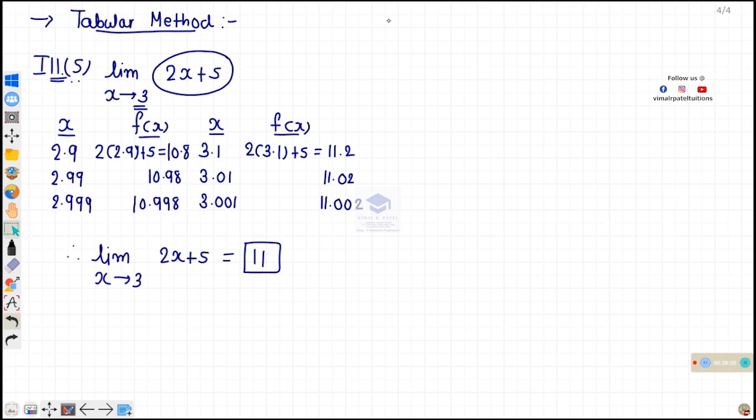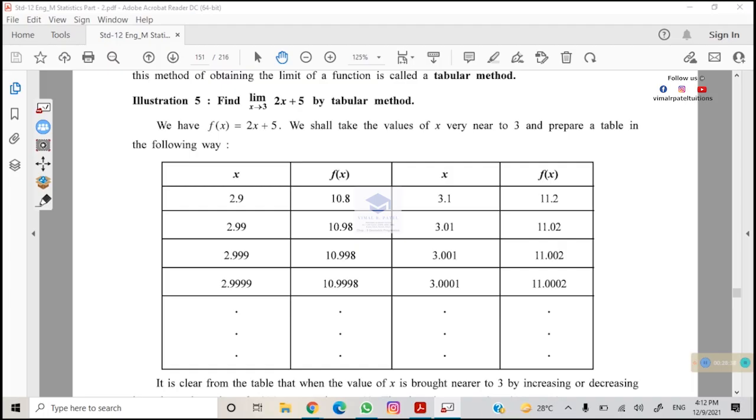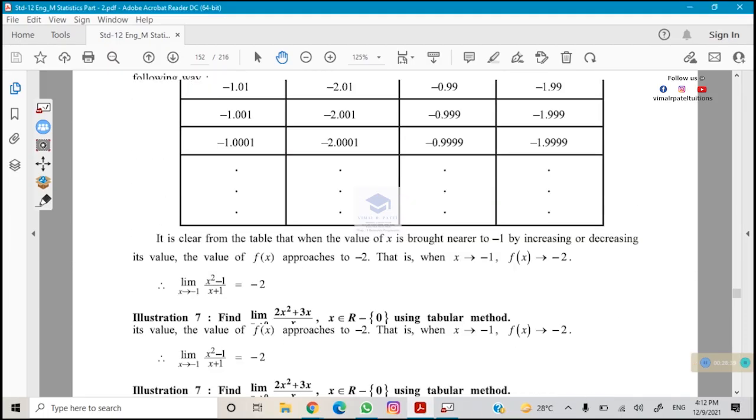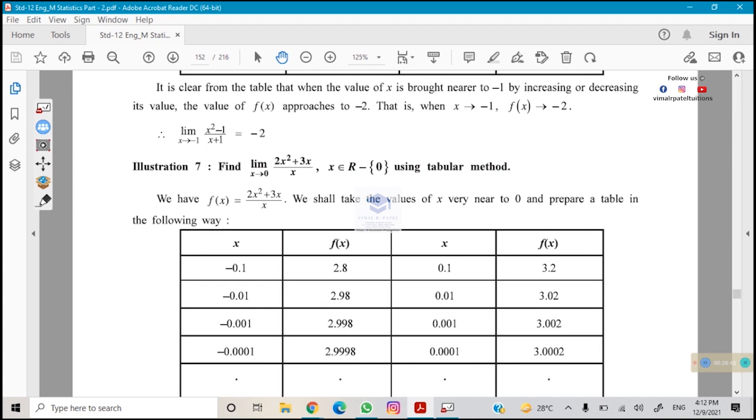Another example. Illustration 7. Find limit x tends to 0 of 2x square plus 3x upon x, where x belongs to R except 0. Means x can possess any value but not 0. This is called puncture neighborhood. Using tabular method.